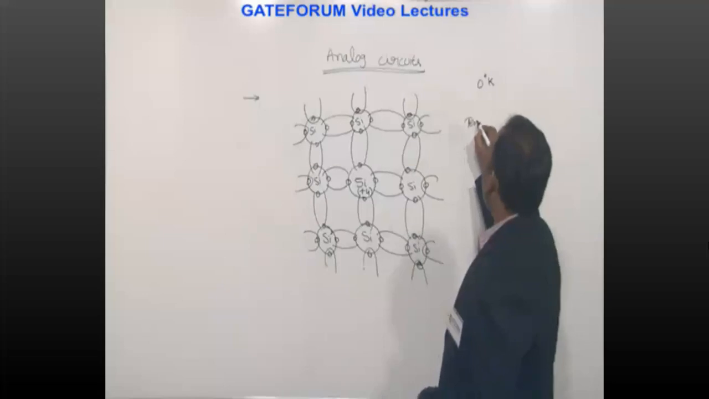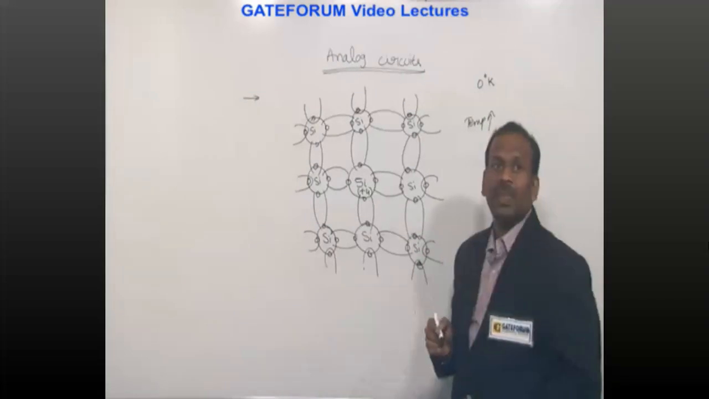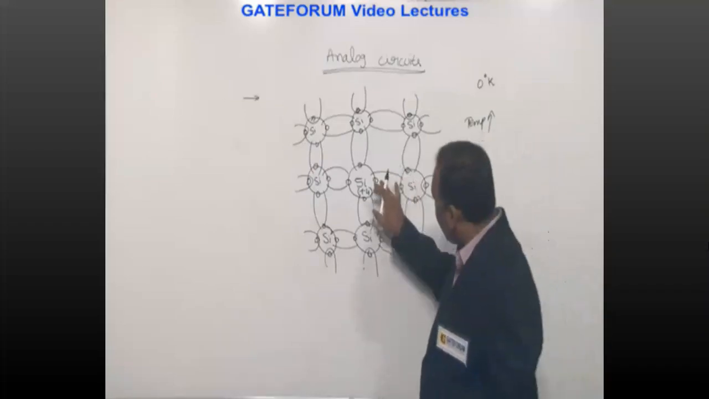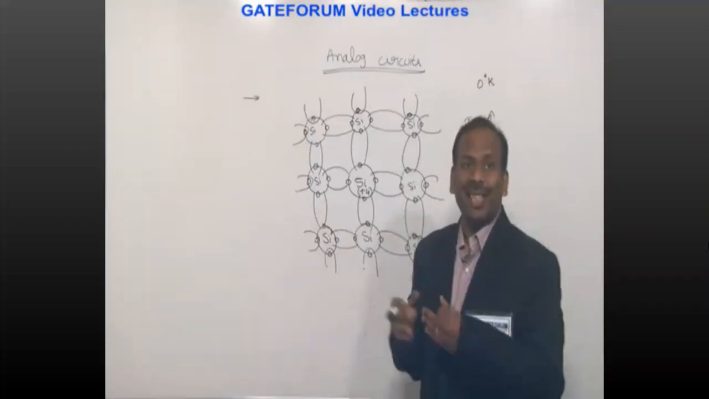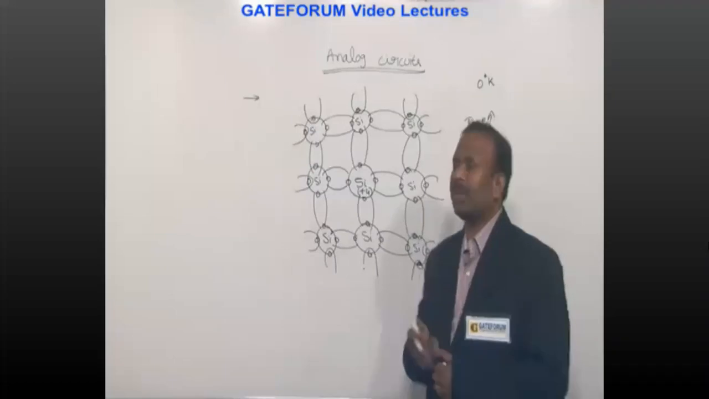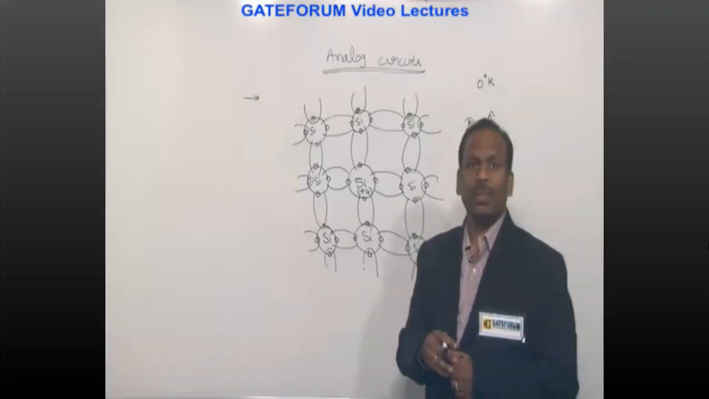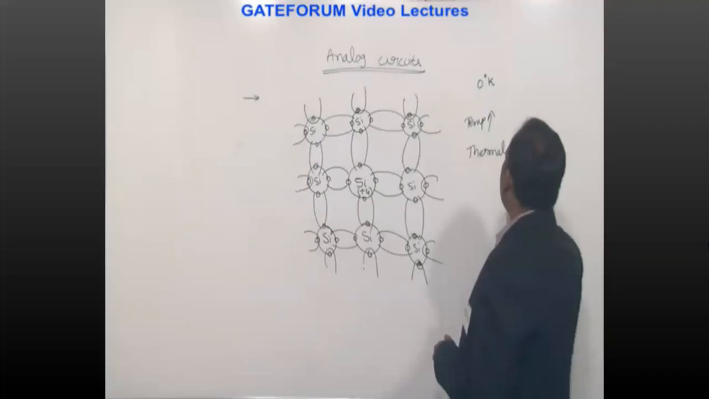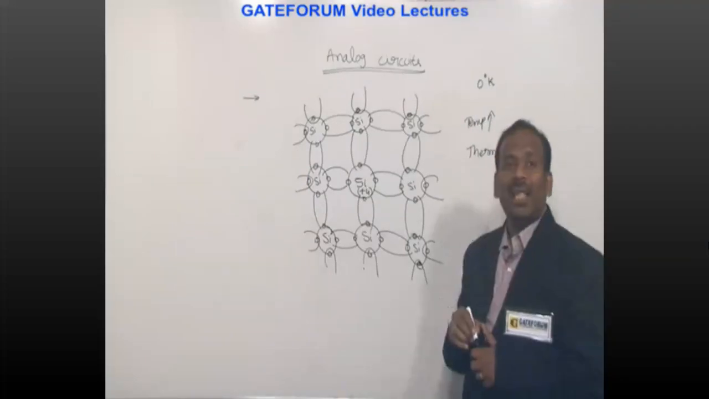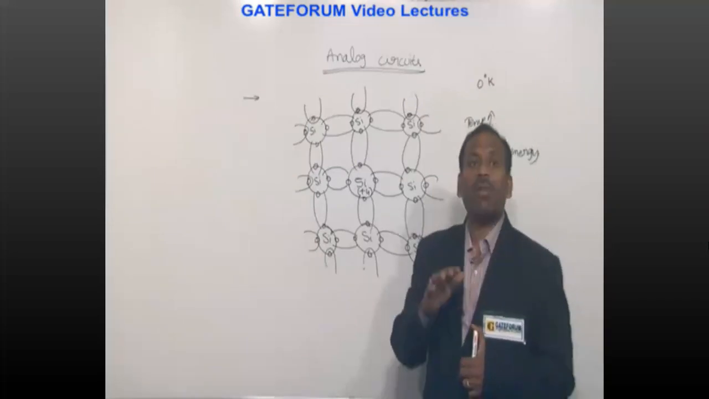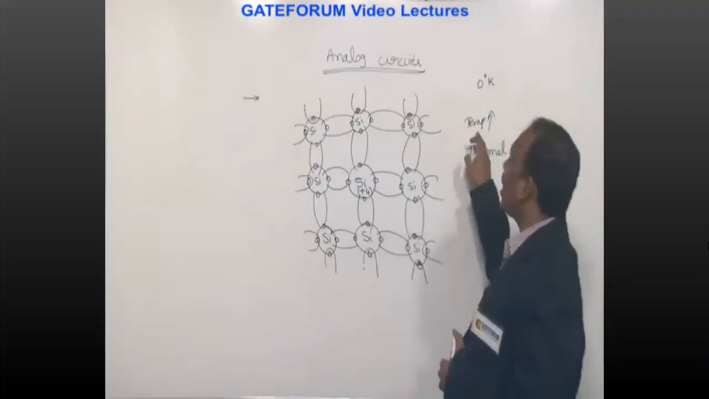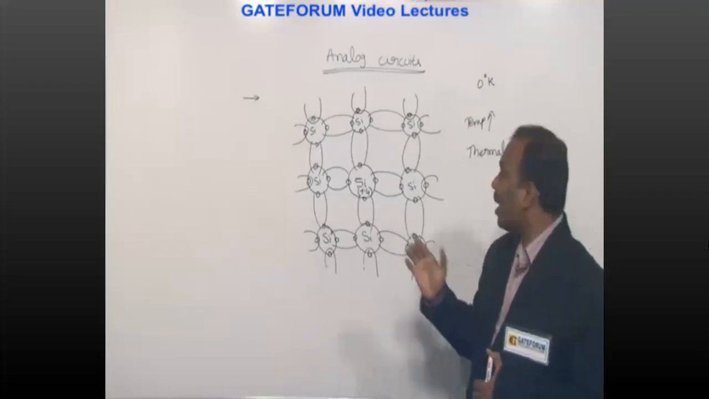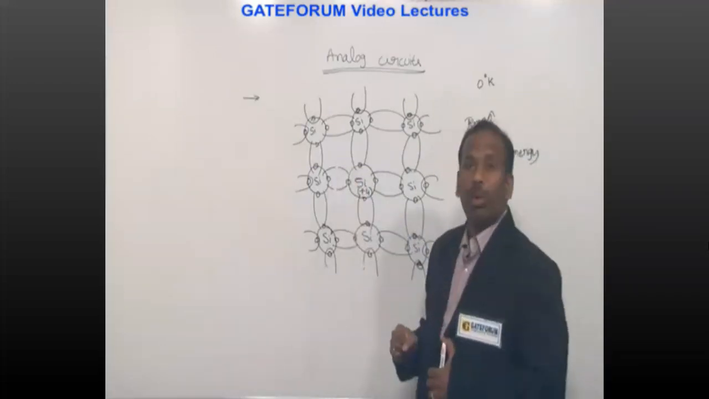Now as temperature is increased, what is going to happen? Some of the covalent bonds will get energy. From where are they getting the energy? From the temperature. That is called thermal energy. Some of the valence electrons will acquire energy from the external temperature, called thermal energy. By acquiring the thermal energy, some of the covalent bonds may be broken.